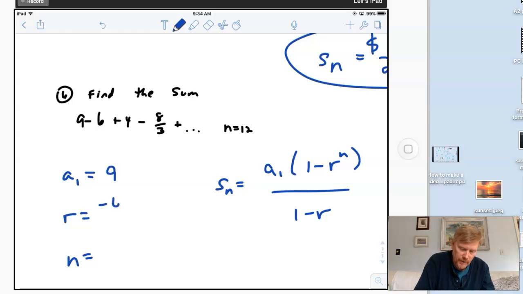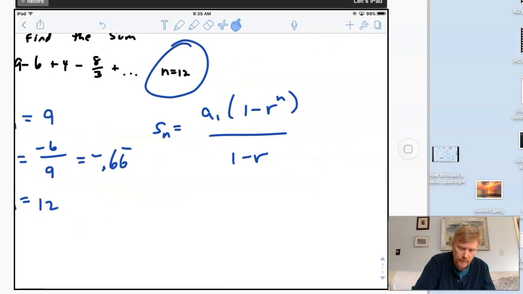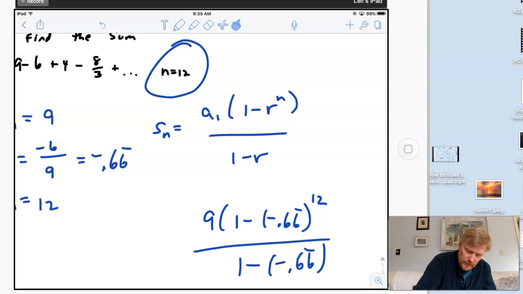Common ratio I get when I divide. That 6 is like negative, because there's a subtraction sign there, so you want to make sure you get that, which gives me negative 0.66 repeating, all right? N is how many numbers there are? Well, they told me right over here N is 12, so I can just plug that in. So if I plug these numbers into the formula, N is 12 over 1 minus negative 0.66 repeating.